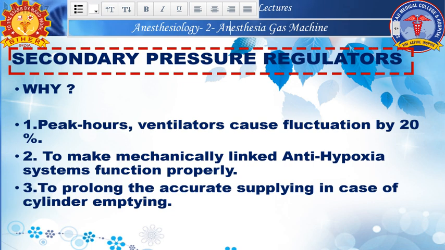Another reason is the mechanically linked anti-hypoxia system. It can function properly only if we have the secondary pressure. Otherwise, during peak hours, that will be a problem. So to avoid that also, we have the secondary pressure regulator. Number 3 is to prolong the accurate supply of any gas in case of cylinder emptying. For example, when the cylinder is emptying and the pipeline pressure is drawn, the pressure should be properly regulated. That's the reason we have the pressure regulator.